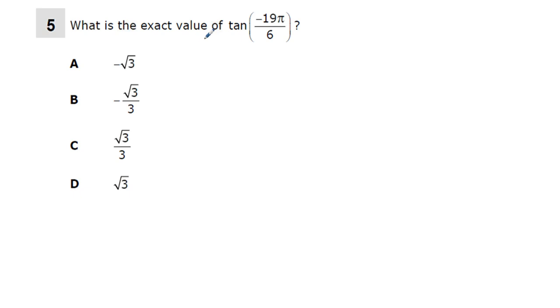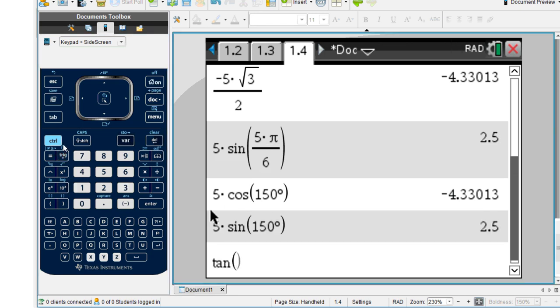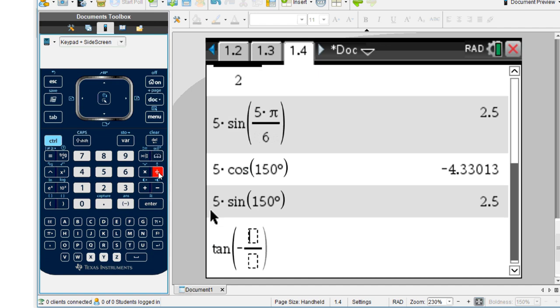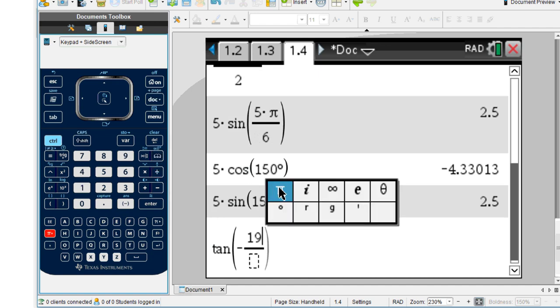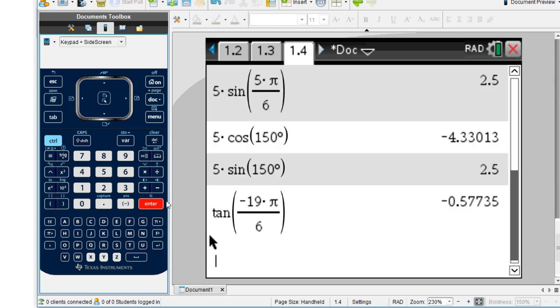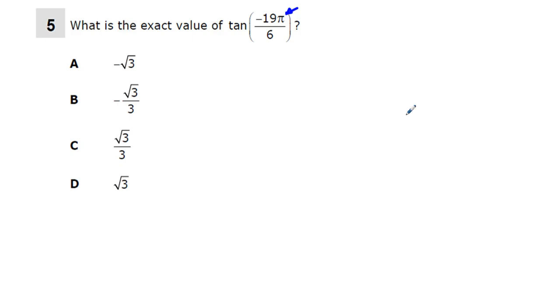What is the exact value of tangent negative 19 pi over 6? If I went to a unit circle, I could kind of work that out. My idea would be this is going to be radians. So you could say, well, let's go to the calculator. Tan of negative 19 pi over 6. So we get negative 0.577. So we already know the answer is not positive. So we just compare these. I think we're going to end up with B.